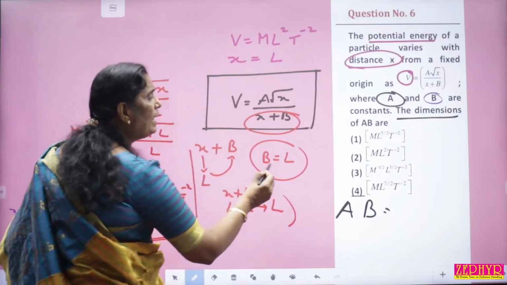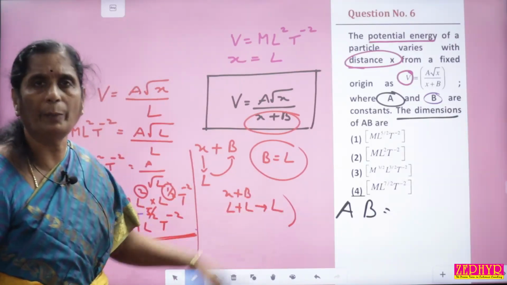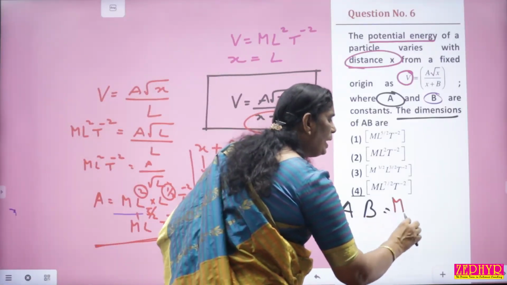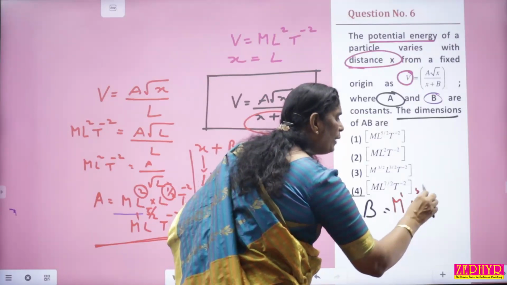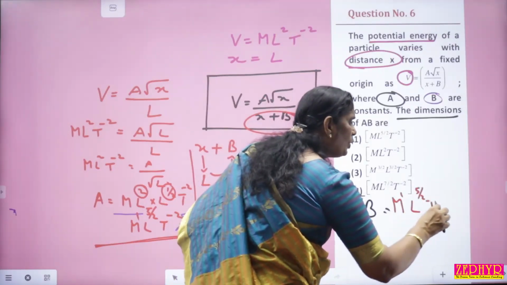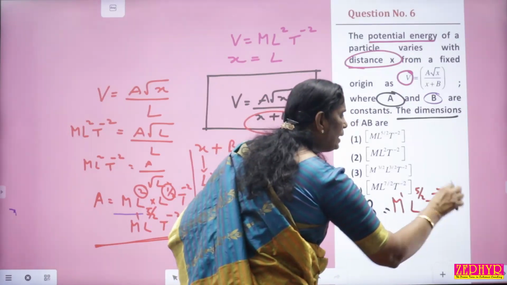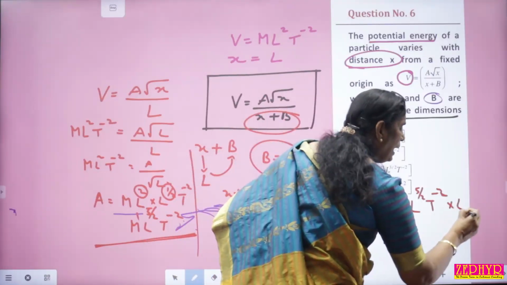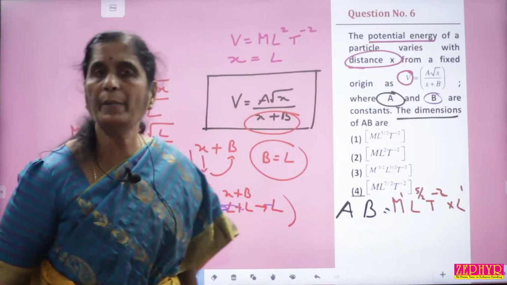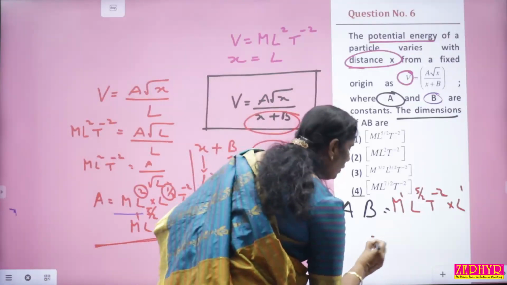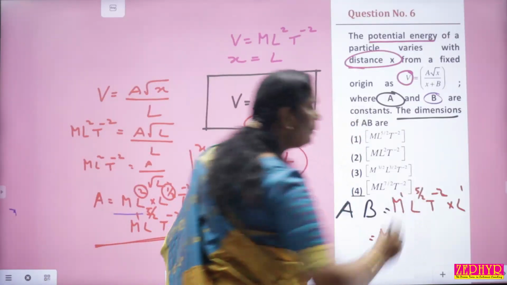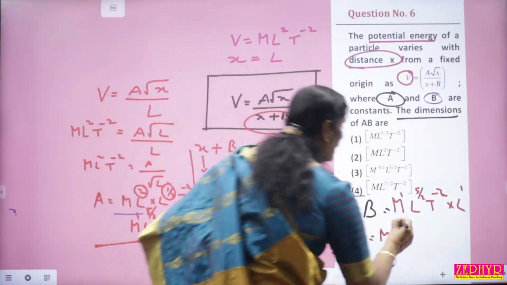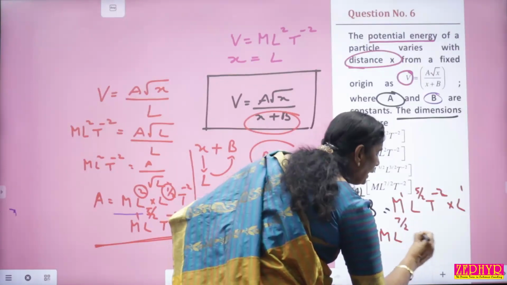For B, how much did we say? L only. We have to multiply them. For A, how much did you get? M raised to 1, L raised to 5 by 2, into t raised to minus 2, into B. What is B? Again L, L raised to 1. So we just adjust the power of L. So that will be equal to M, and again, for L, how much power is there? 5 by 2. And for B, how much? 1. 5 by 2 plus 1, how much? 7 by 2, into t raised to minus 2.